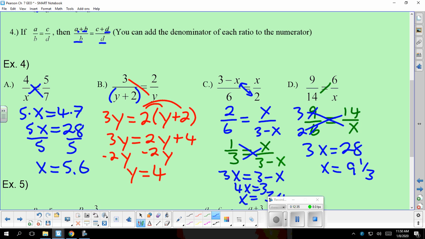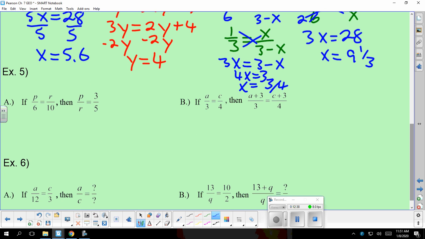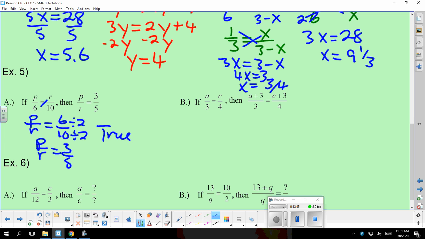Okay, so the next one we want to see if they're true or false. So let's look at this. If I switch places with these two, are these going to be the same ratio? So I have P over R is 6 over 10. Divide the top and bottom by 2. P over R equals 3 over 5. The next one, we're adding the denominator here. I need to add the denominator here. Oh, this is false. That would need to be 4.